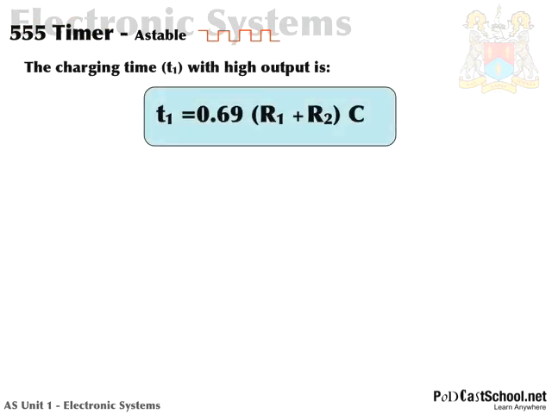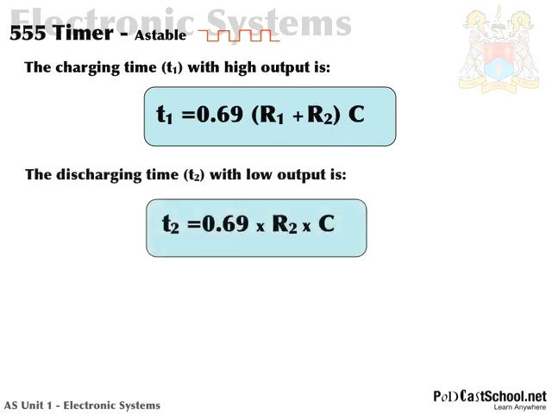Now, this is the formula for working out what T1 is. T1 is 0.69 times (R1 plus R2) times C, and you'll recognize that formula. That's just the time constant for charging a capacitor. Roughly, we've said 0.69 here. And of course, we're charging through R1 and R2. The discharge time is 0.69 times R2 times C.